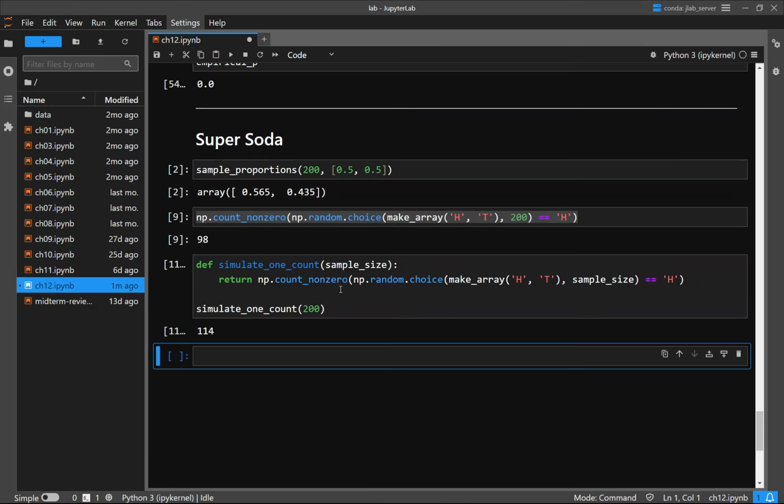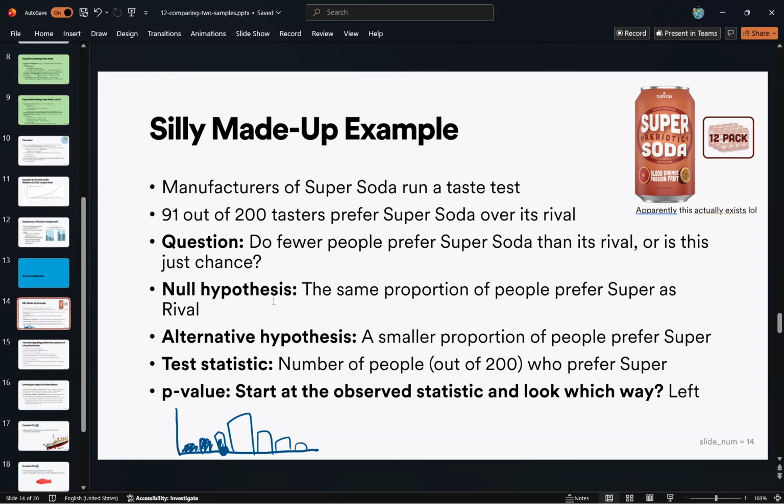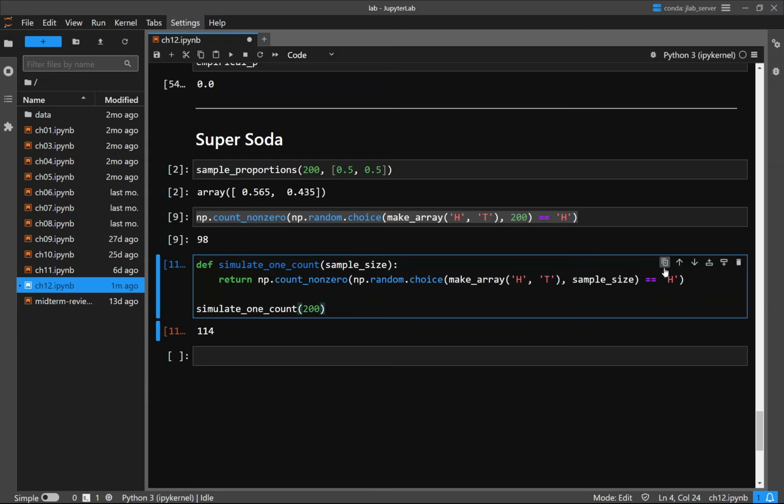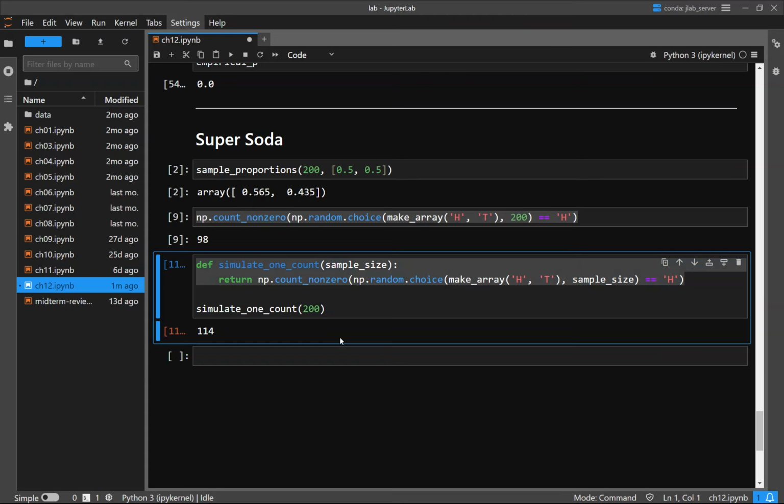So this is, again, me simulating this idea under the null hypothesis. If the same proportion of people liked it as the rival soda, then it really is just a coin flip. And here's a simulated group of 200 people with that assumption in mind. And our goal is to see how often does this land on 91 or smaller. Questions about that? See how the simulation is going to work out?